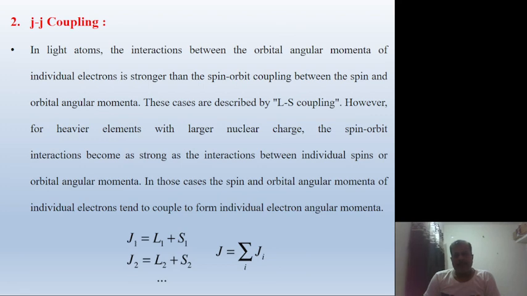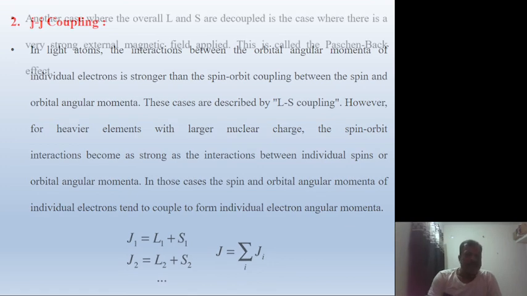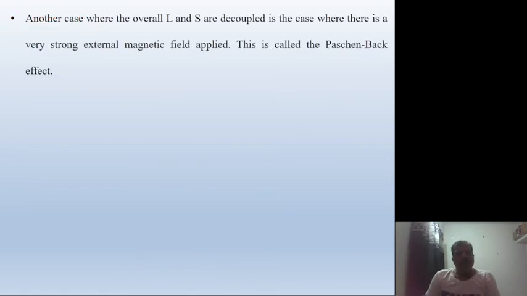Therefore, J is equal to the summation over i of Ji. Another case where the overall L and S are decoupled is the case where there is a very strong external magnetic field applied. This is called the Paschen-Back effect.